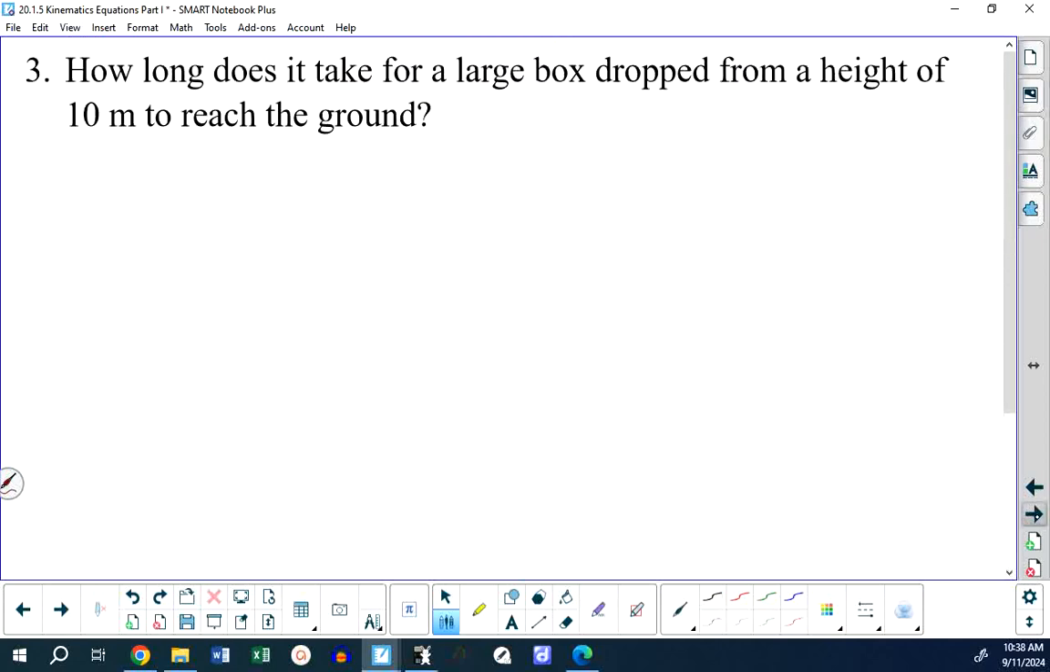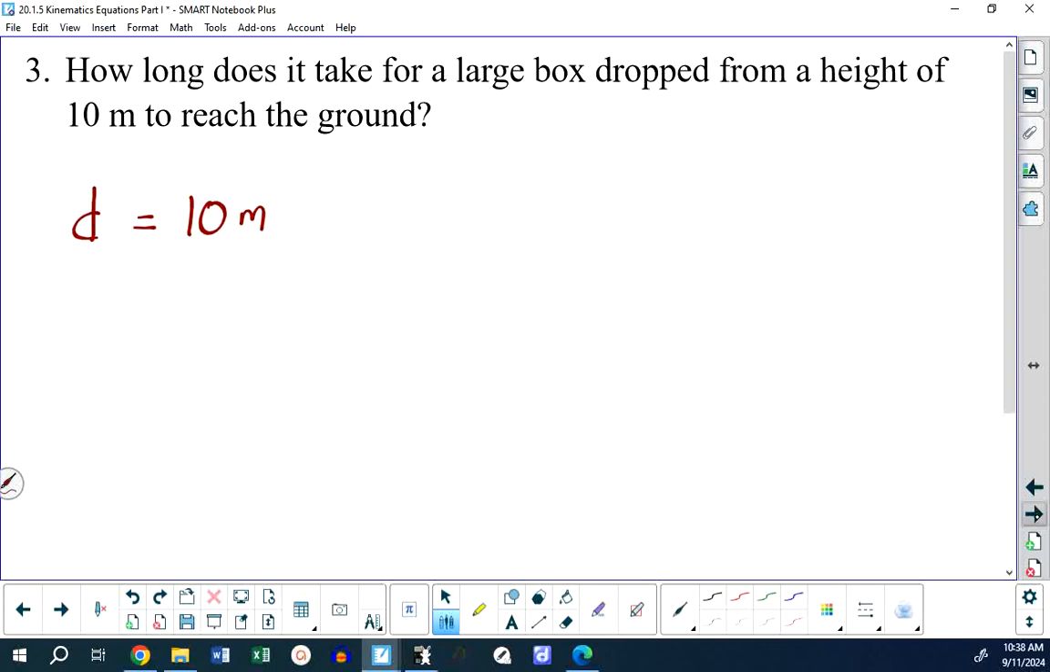How long does it take for a large box dropped from a height of 10 meters to reach the ground? When you first look at this question, it really doesn't look like there's much information. It travels 10 meters. Because everything is downward, I'm saying down is positive. If the box were thrown up, it's going to go up and then down. Then we would have to be careful about vectors and directions. But everything is in the same direction, so who cares about positives and negatives?